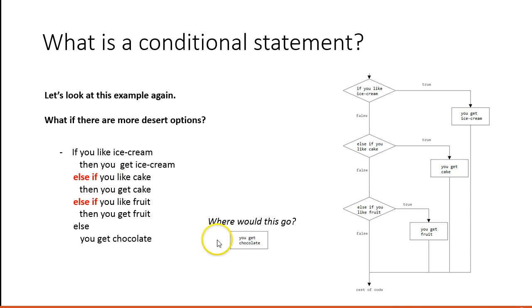So the question is, here's our little chocolate, right? So you don't like any of the options they've given you, so they're just going to give you chocolate, because everyone loves chocolate. Where would this go? That would just fill right in there. So notice, this fits right there in my logic diagram.